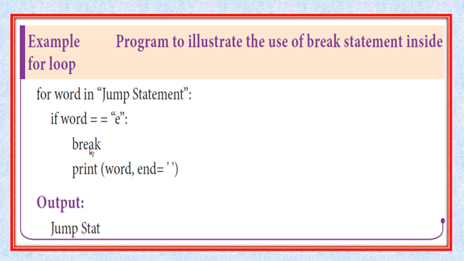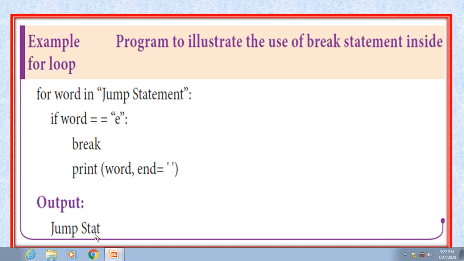The break statement terminates the current loop. Here the for is the current loop, so it terminates the for loop and the control breaks towards the outside of the current loop. So the remaining part of this word isn't displayed here. The output is up to the stat, the characters before the e. Here only jump stat is displayed. We are going to the idle window.